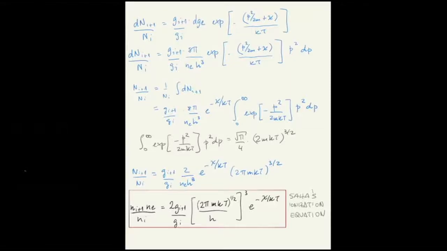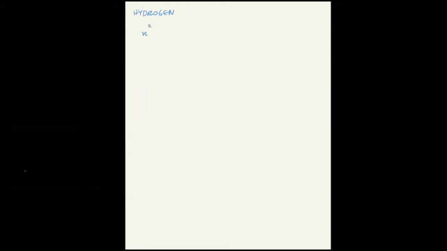Now for hydrogen, we already found that g_{i+1} over g_i is equal to half. So this prefactor cuts. We simply have, for hydrogen then, 2 g_{i+1} over g_i is equal to 1. Now the only states are N_i equal to N of hydrogen 1, this is the neutral state, and N_{i+1} is N of hydrogen 2, which is the ionized state.